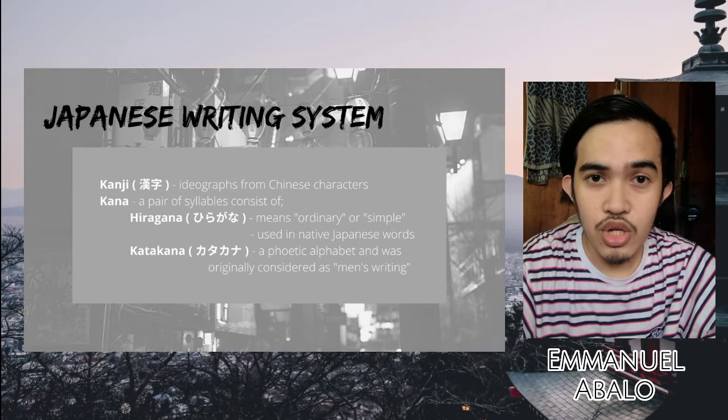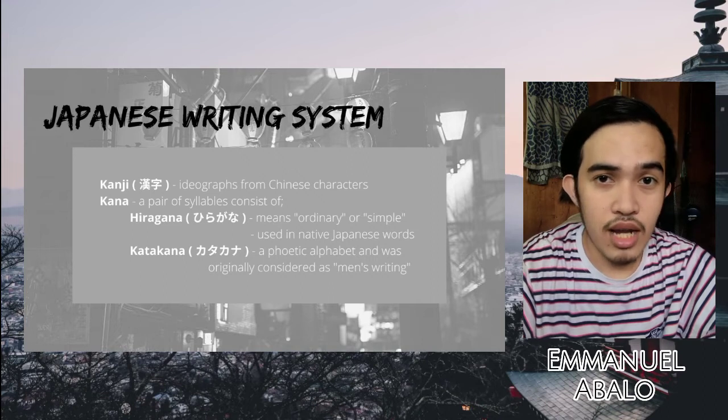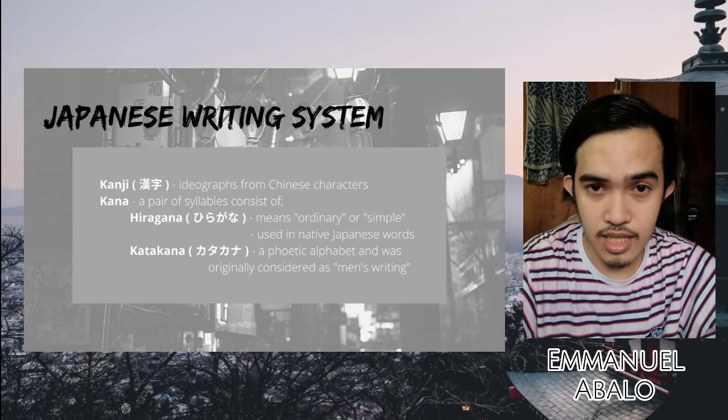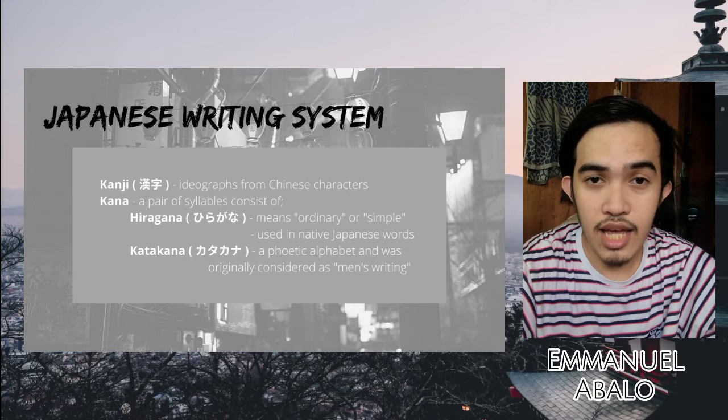It is spelled in Japanese by using the same characters as in traditional Chinese, and both refer to the character writing system known in Chinese as Hanzi. The second one is kana, which is a pair of syllables consisting of hiragana and katakana.